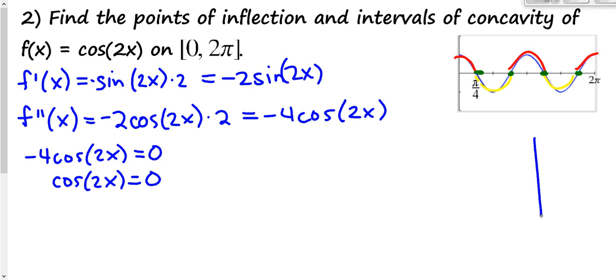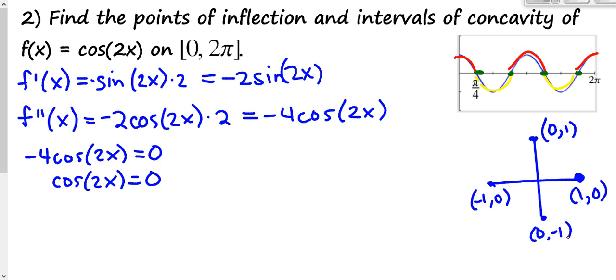I'm going to draw my unit circle. At 0 radians, we have the point (1, 0). At pi over 2 radians, we have the point (0, 1). At pi radians, we have the point (-1, 0), and at 3 pi over 2 radians, we have the point (0, -1). So where is cosine 0? Cosine is 0 wherever the x coordinate is 0. So 2x would be pi over 2 and 3 pi over 2.